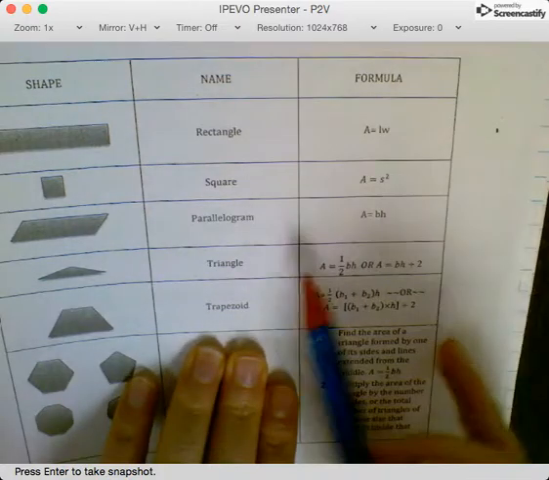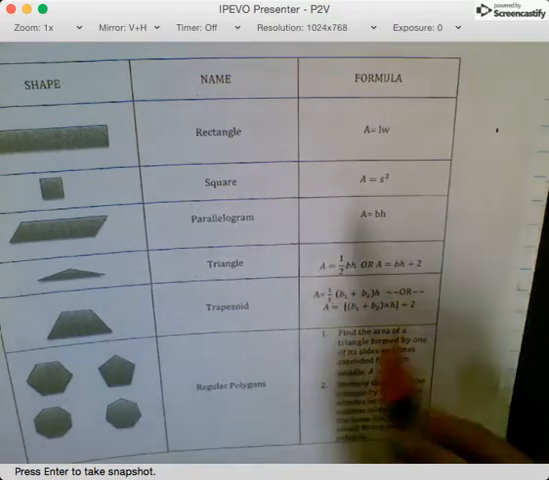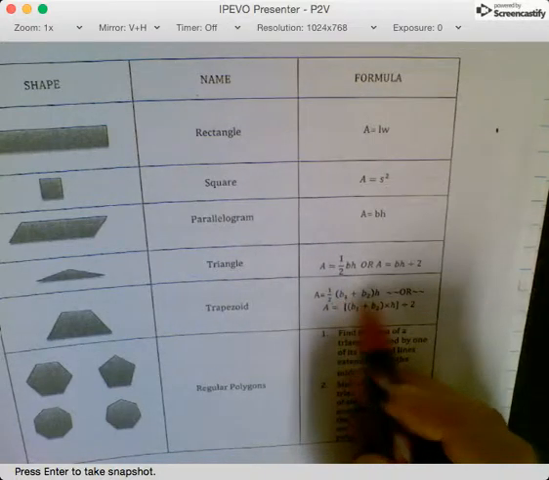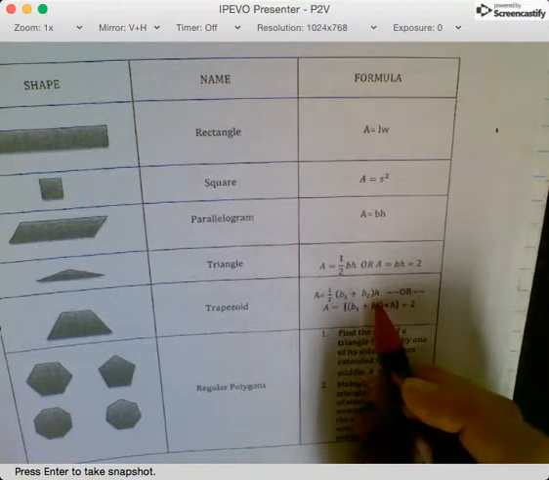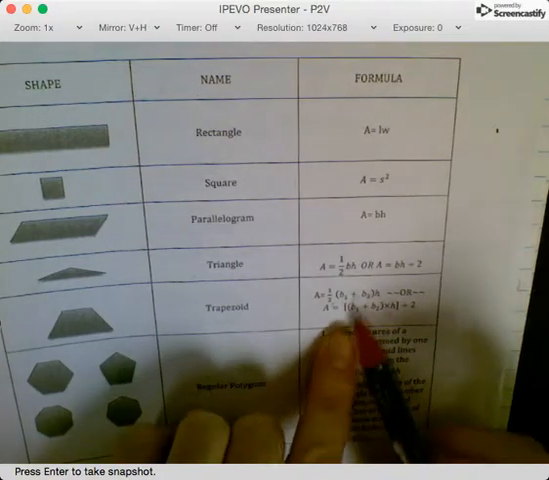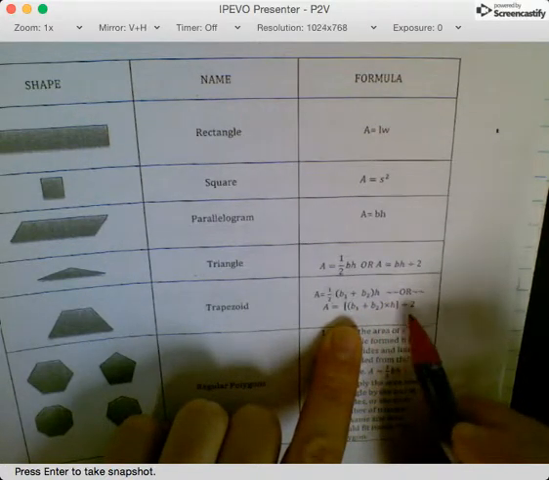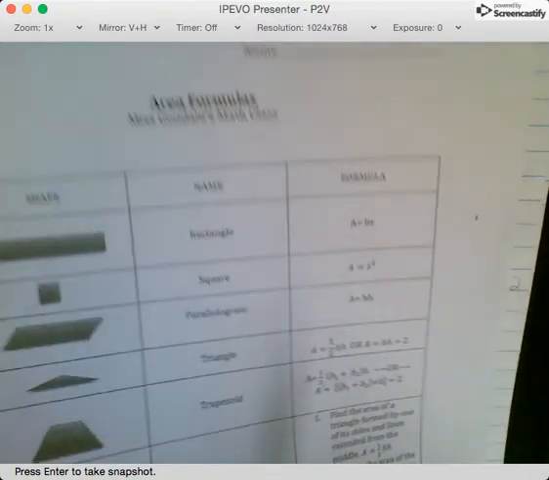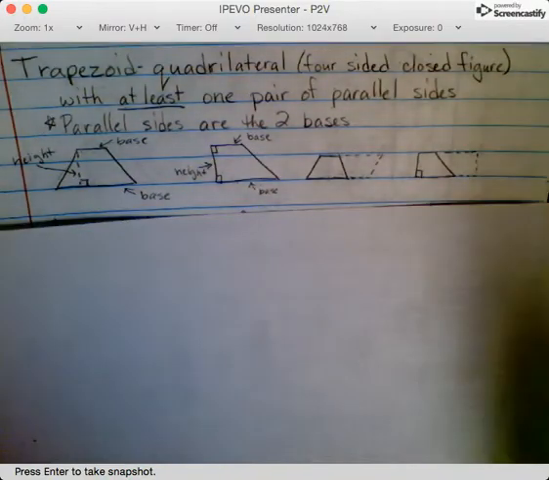If you see on this area sheet, I have a couple of different ways you could write down the formula for that. One common way is 1/2 b1, or base 1, plus b2, or base 2, times the height, or base 1 plus base 2 times height and then divided by 2. Okay, and let me explain a little bit more about trapezoids so that this makes more sense of how they get that answer.